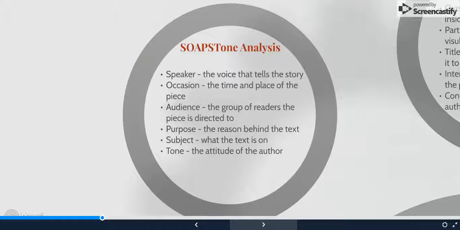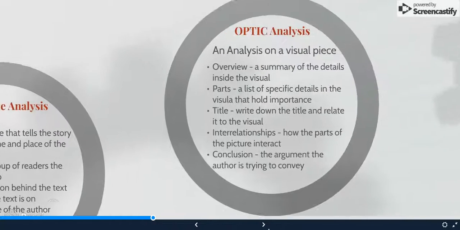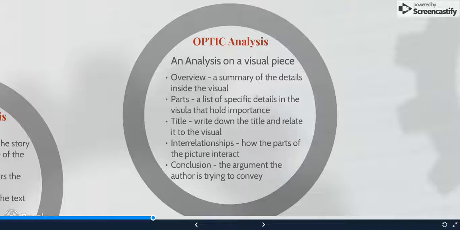And then tone, the attitude of the author. Is the author sad? Is the author happy? Does the author want to persuade you, so he's really, really passionate? Or she? That kind of thing. The other way to analyze a piece is through optic. And this is for a visual piece. You look at the overview, which is a summary of the details inside the visual piece. Parts: a list of specific details in the visual that hold importance.